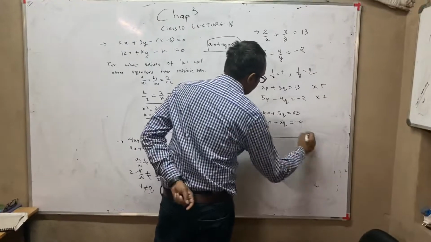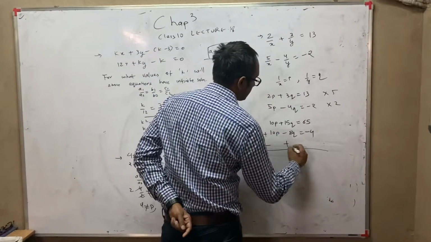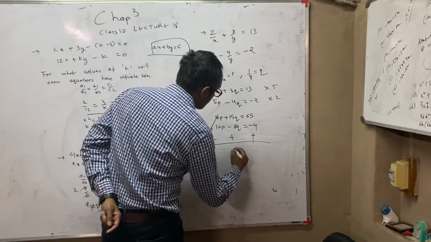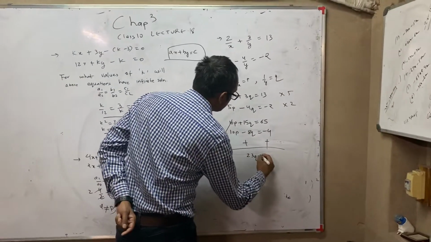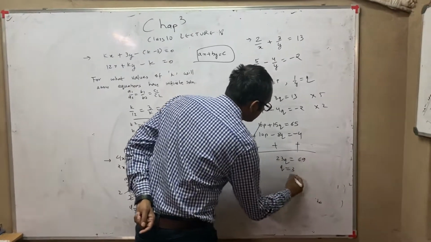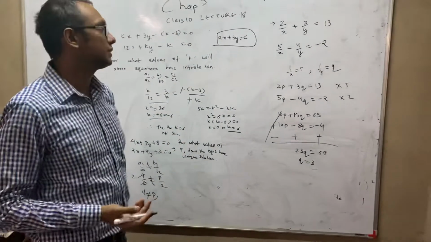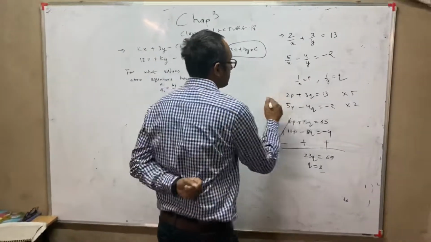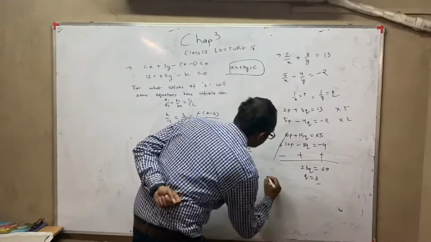Now of course we have to change the signs. This gets cut. This will become 23q, and this will become 69. So q comes to be 3, since 23 times 3 is 69. Once I get the value of q, now I will get the value of p also. I'll substitute in this equation because I find this easier.